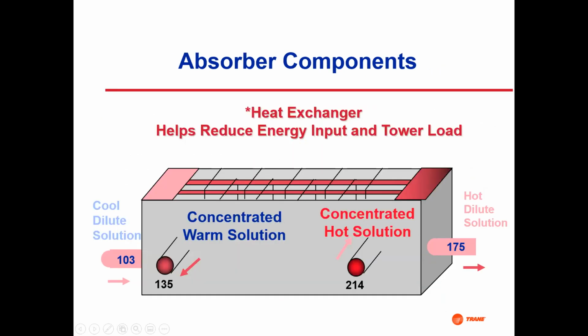And this just shows you kind of a picture of the box. Here, the concentrated hot solution, 214 in, 135 out, and the cool dilute solution, 103 in, 175 out. So it helps the efficiency of the cycle.